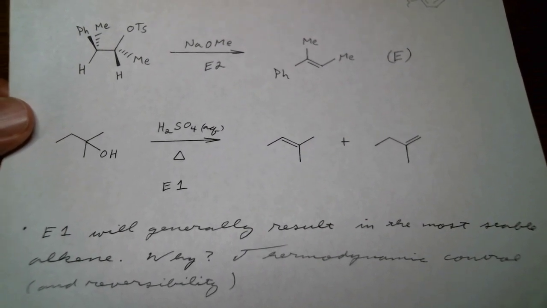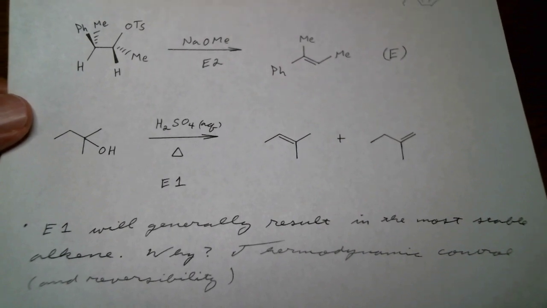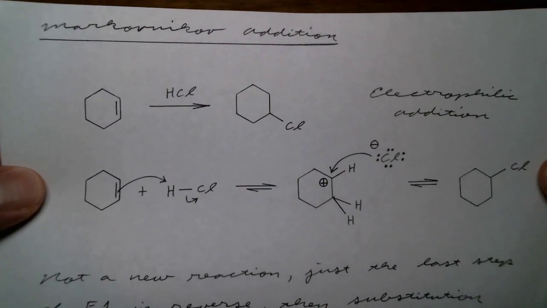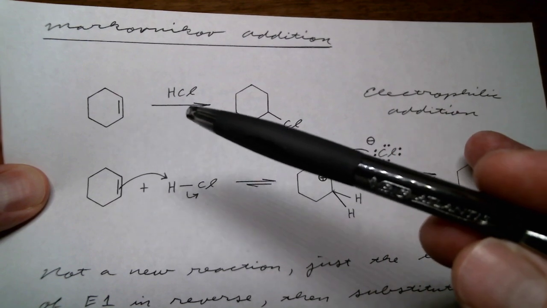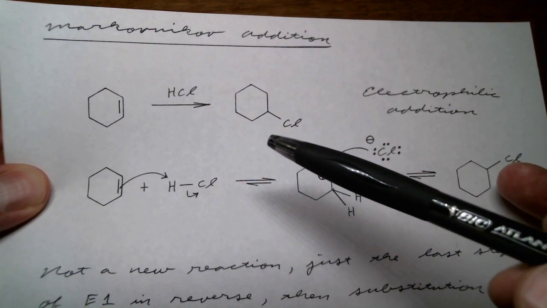reaction that we're going to look at for alkenes. We're going to look at Markovnikov addition of strong mineral acids to alkenes. So here we go. Markovnikov addition. Here we have cyclohexene, and we add in concentrated hydrochloric acid, and we get chlorocyclohexane.